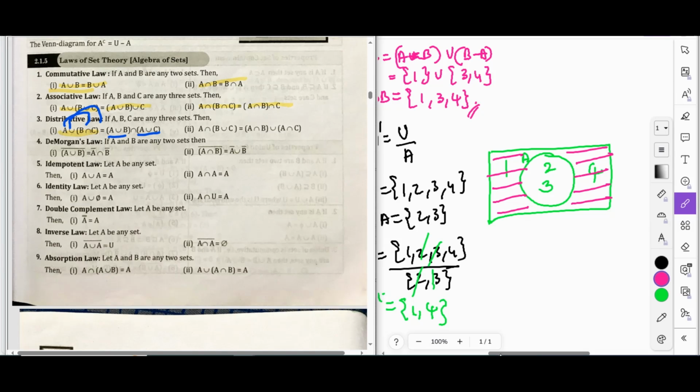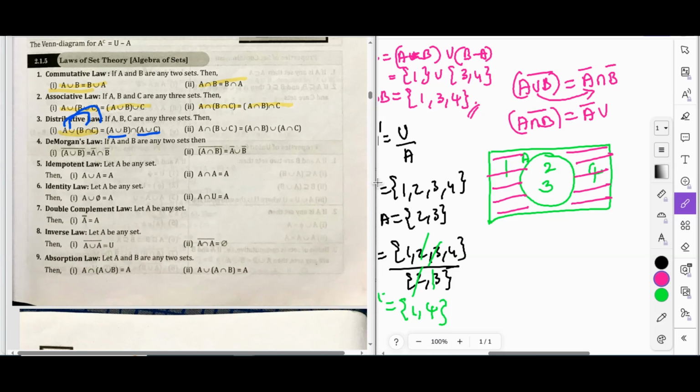Then we have De Morgan's law. De Morgan's law is: A union B whole complement equals A complement intersection B complement. It will be reversed here. If it is union, it will become intersection. Then A intersection B whole complement will be A complement union B complement. This is called De Morgan's law.